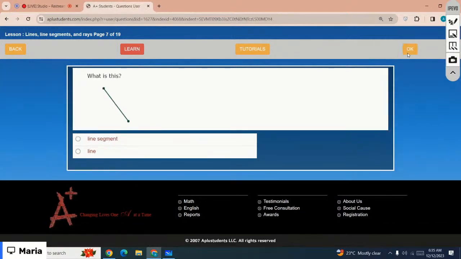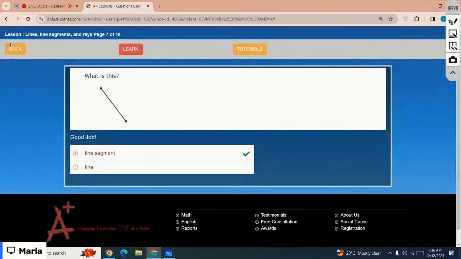Okay, the next one is, what is this? Line, segment, line? Which is the correct option? They are line segments, right? Okay, you can complete the lesson by yourself later today. Let me just move on to the next lesson.